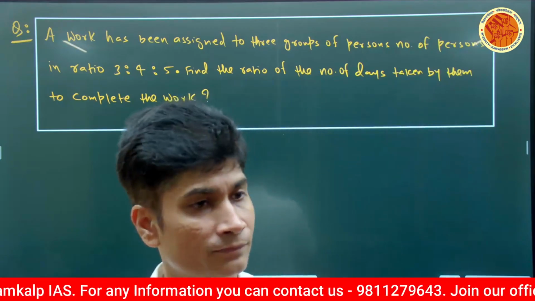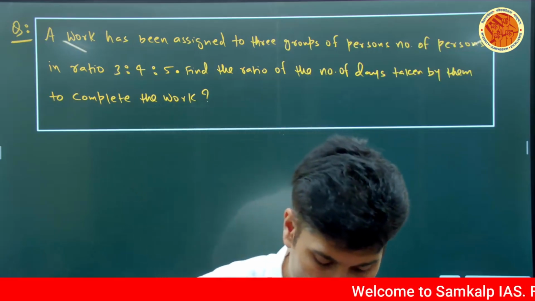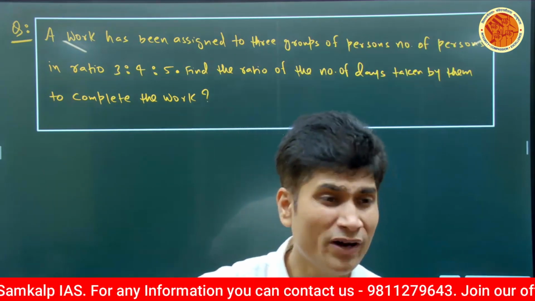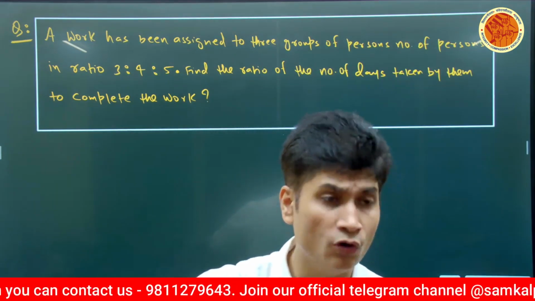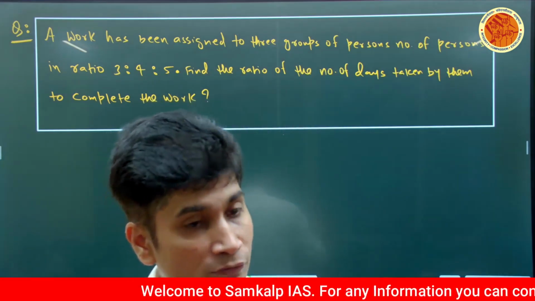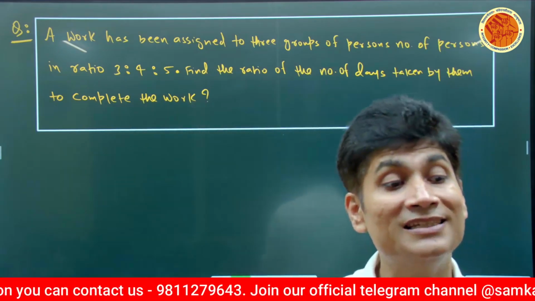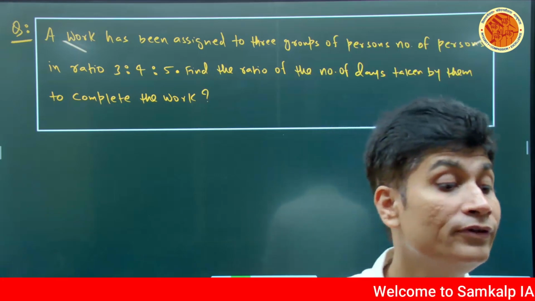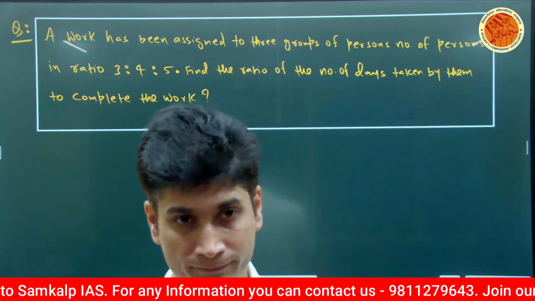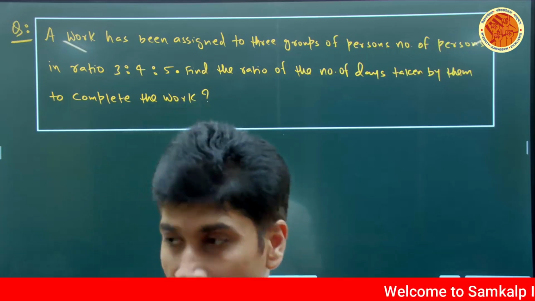Yes, what did you say? What is your answer? 4 days. Okay, 4 days. I asked you what is the ratio. Actually, the number of persons is already given in ratio. Then you have to calculate how much time these 3 groups will take and get the ratio of the number of days taken by these 3 groups to complete the same work. 5:4:3. Okay, okay.